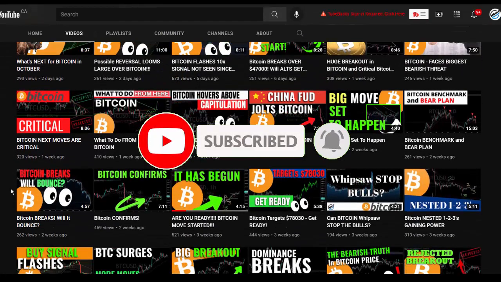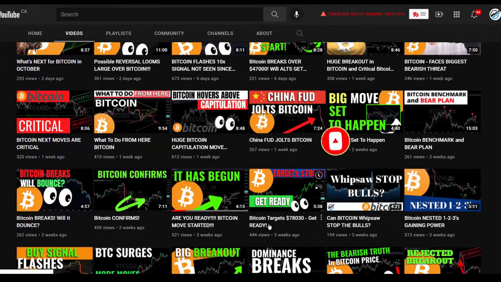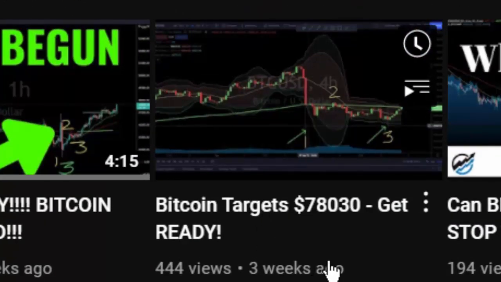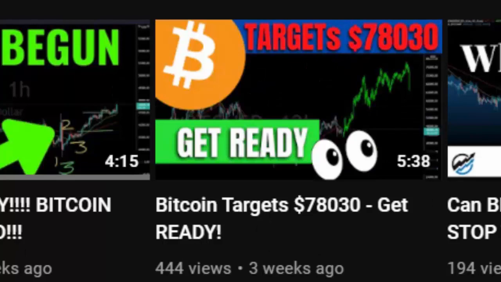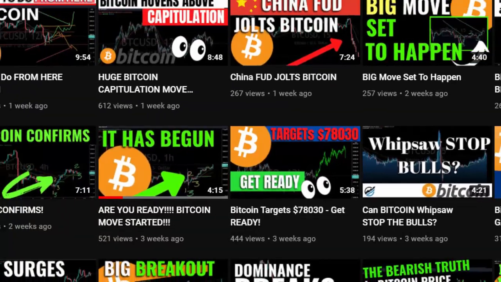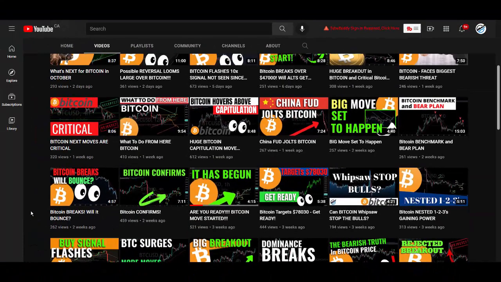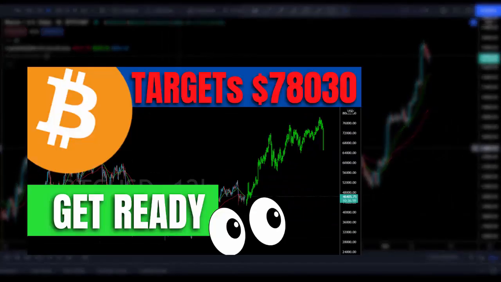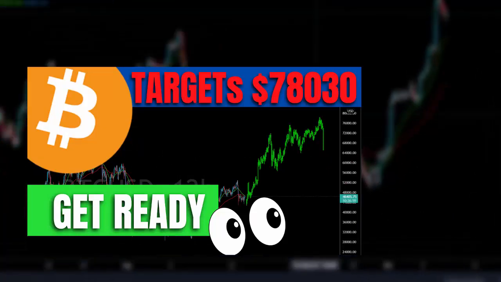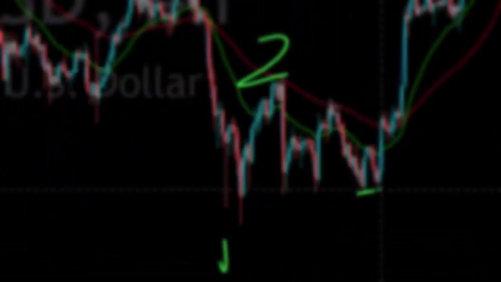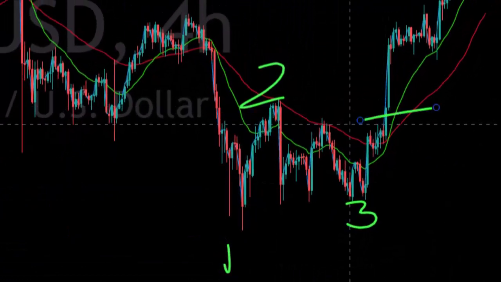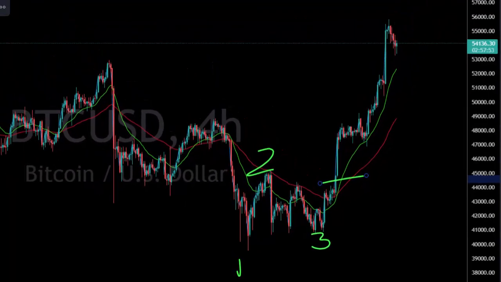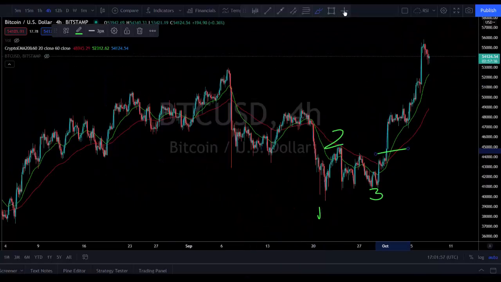Today we're going to finish off a conversation that I started off 3 weeks ago when we were talking about this 1, 2, 3 formation and the target of $78,000. Well, let's tune in to see where that one's turned out. Before we dig into the indicators, I'll post a link up in the top corner here for the video where I was talking about this 1, 2, 3 formation as it was setting up, and talking about the whole trade plan. And so let's see what's going on from here now.